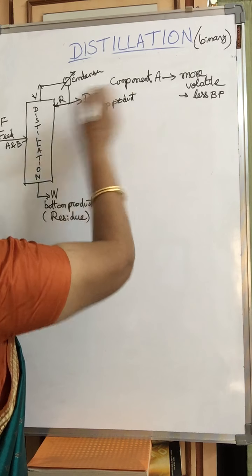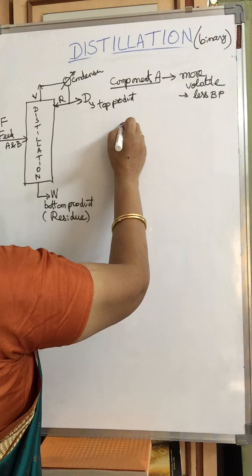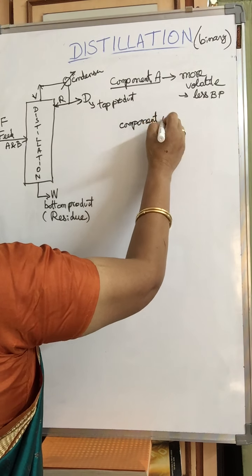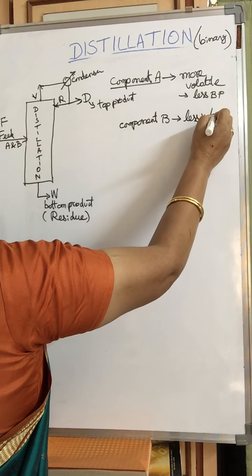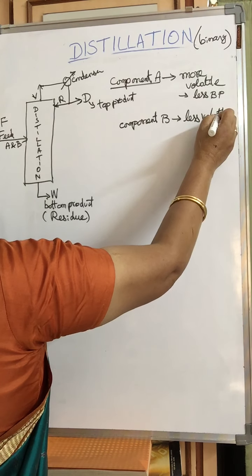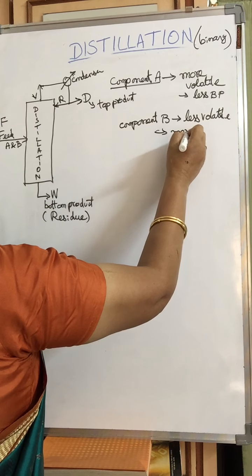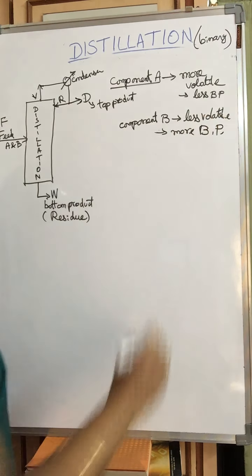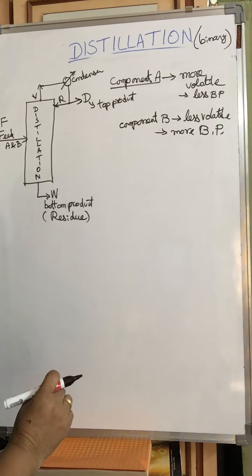And D is the top product. Here component A is more volatile, with less boiling point. Component B is less volatile and has more boiling point. So this is our assumption.